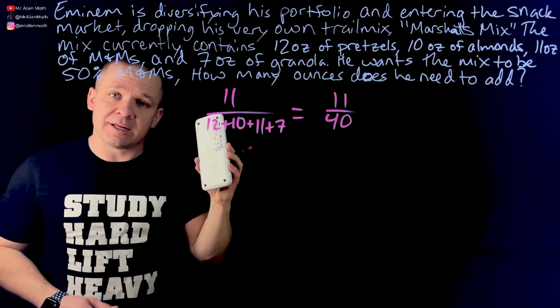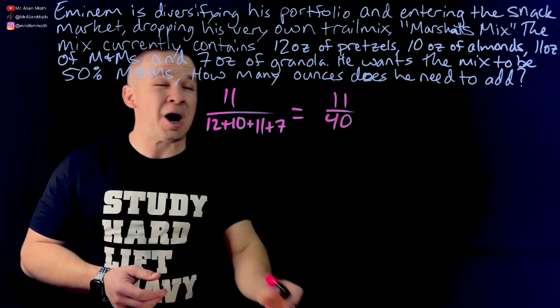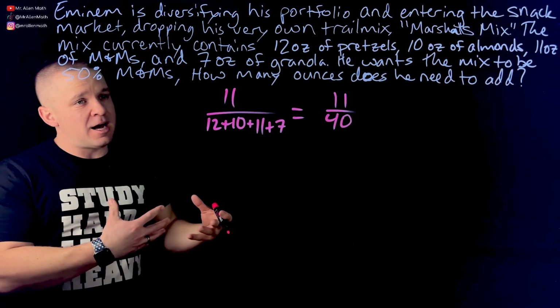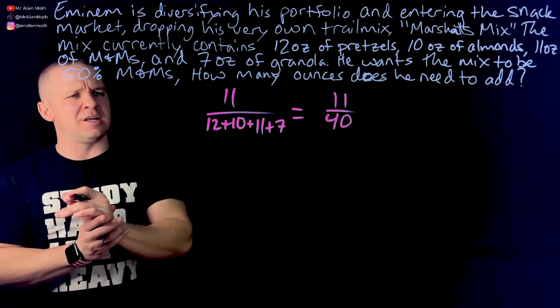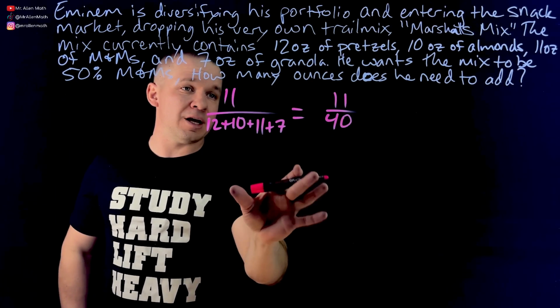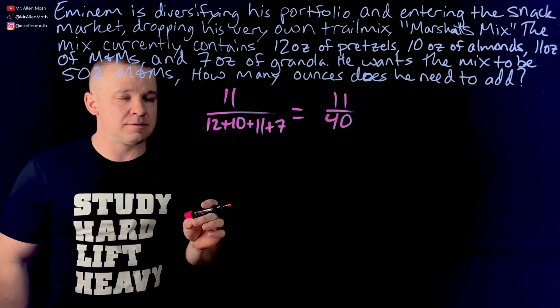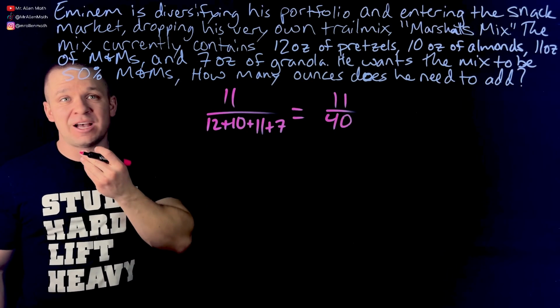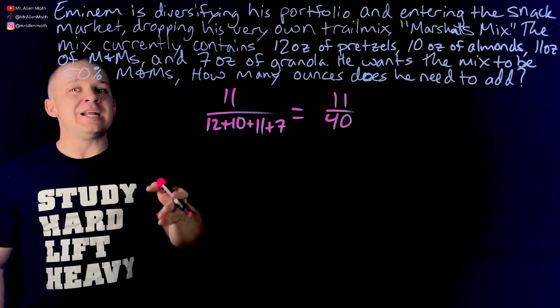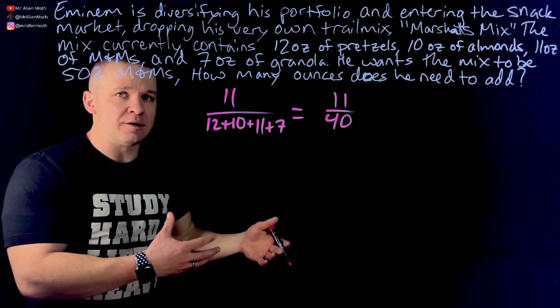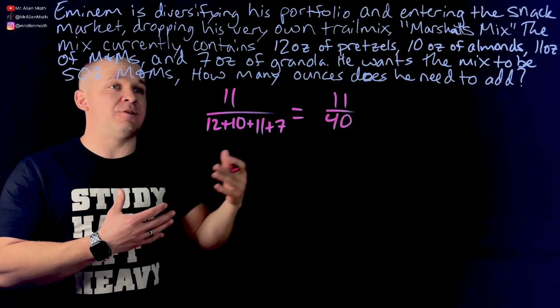You could pop it in a calculator if you're allowed to use a calculator. I know on our test that we have this problem, it's non-calc, so we usually keep the numbers nice. I'm not sure how this one's going to exactly work out. We'll see. All right, so currently 11 out of 40 ounces are the M&Ms, okay? That's definitely not 50%. So I need to add some M&Ms to this mix in order to get it to 50%.